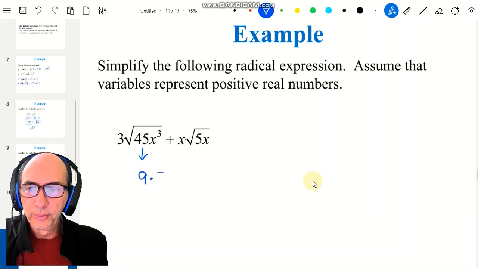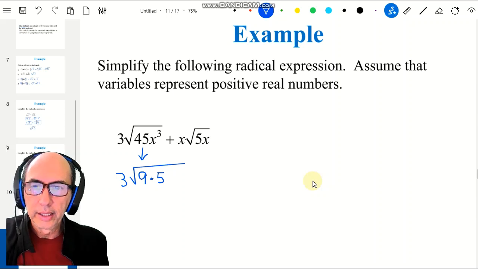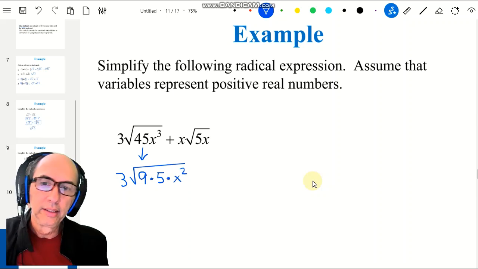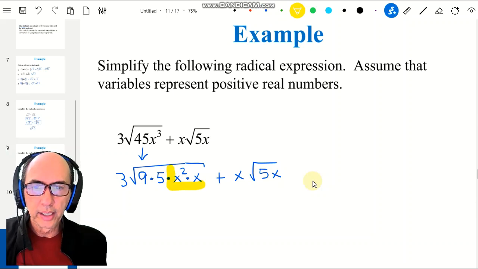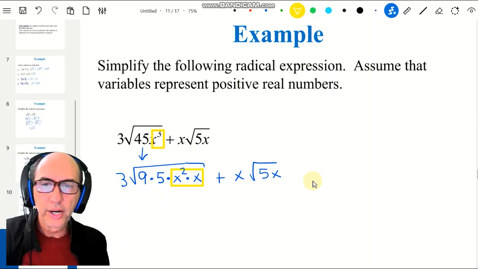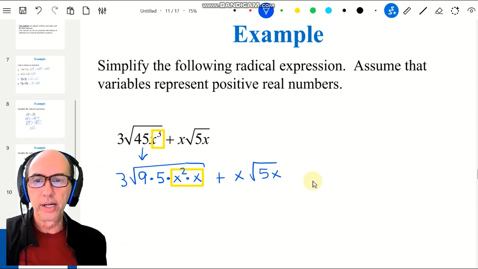9 times 5, then multiplied by another number is equal to 45. And we have this 3 square root of 9 times 5. And x cubed, we're going to break down in the same way. We have x squared, a perfect square, times x makes x cubed, right? Plus x square root of 5x. So we're going to break down the variable in the same way we've been doing with the numbers.